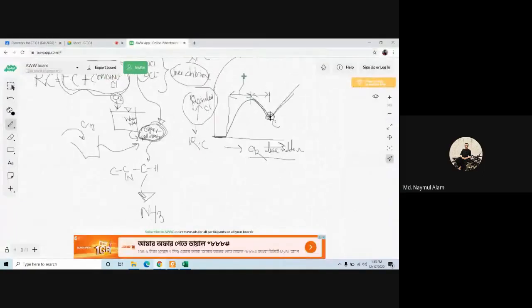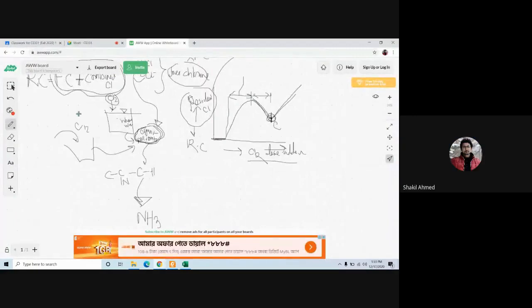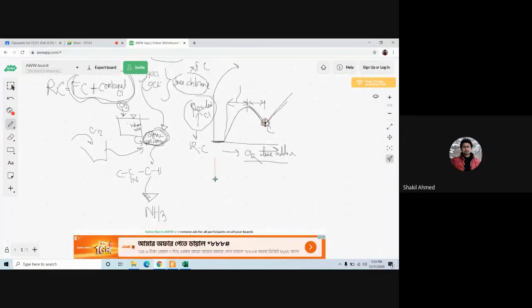Now, in our experiment, we need to determine this point. How would you do that? It's very easy. We need to plot this graph. If you can plot this graph, then you can identify this point on the graph, and the dose corresponding to this point C is the dose required for breakpoint chlorination.